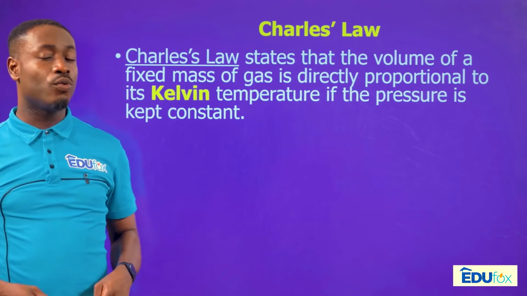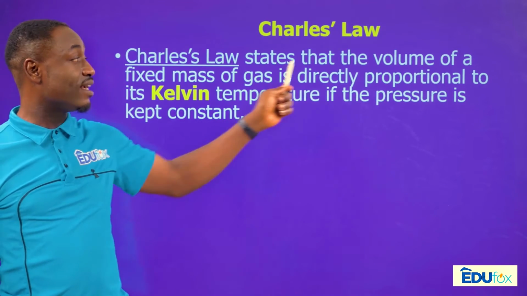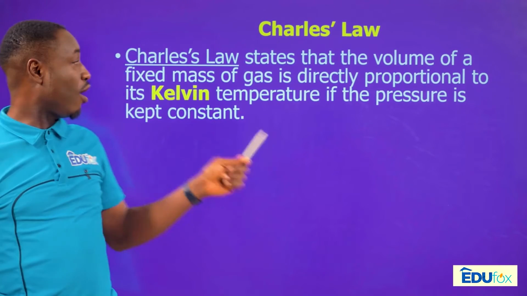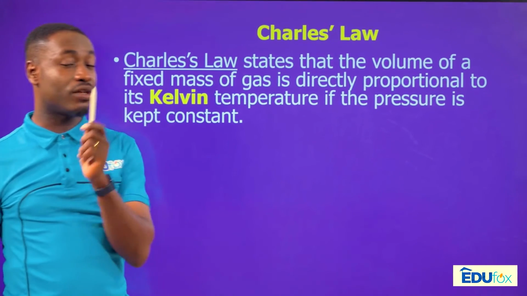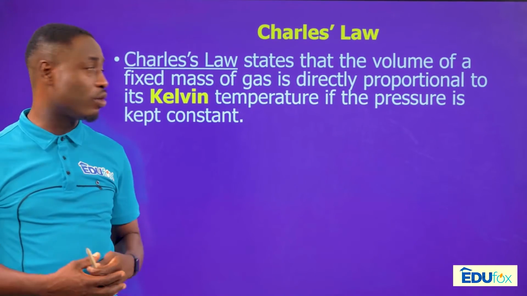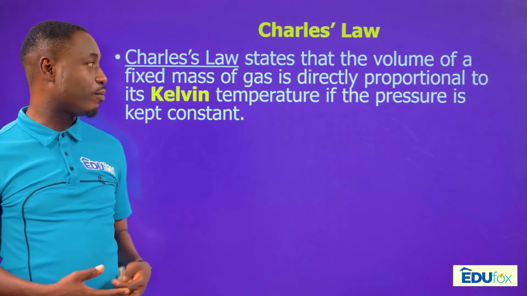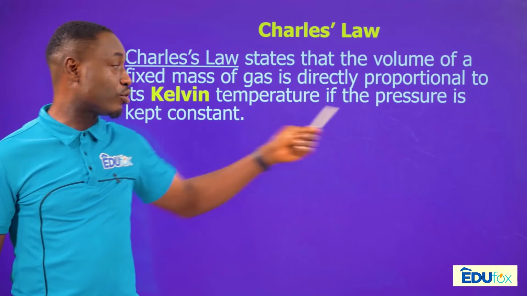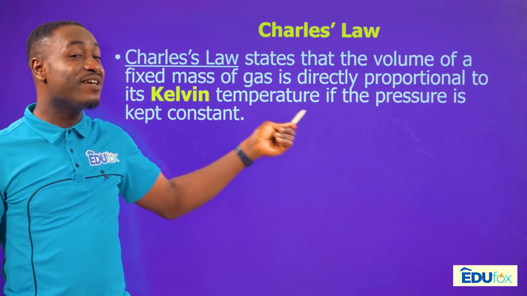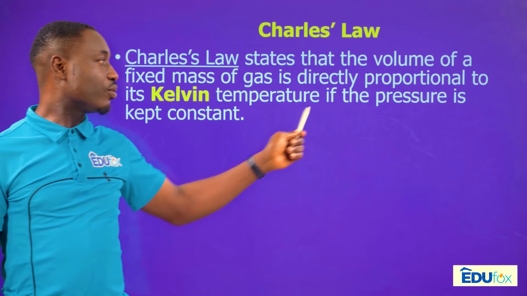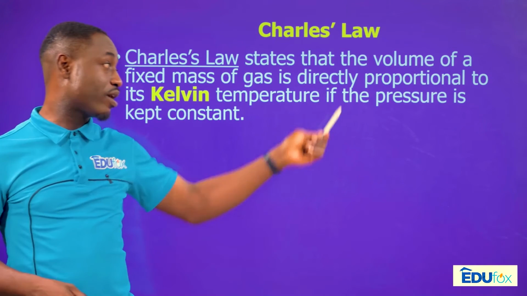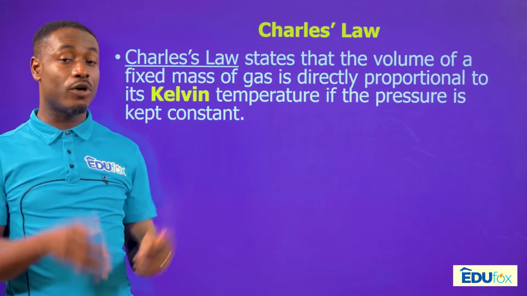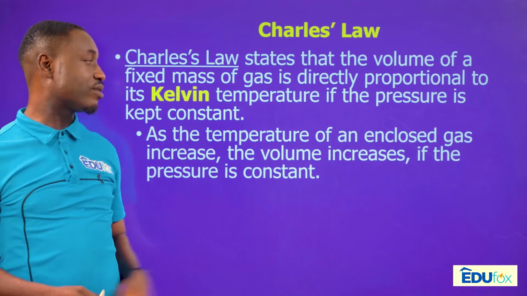Charles' Law. Charles was another individual who worked on gases and stated that the volume of a fixed mass of gas is directly proportional, as opposed to Boyle's law where it was inversely proportional, to its Kelvin temperature, if the pressure is constant. So you see what is constant here now is pressure. So our formula has to be between volume and temperature.